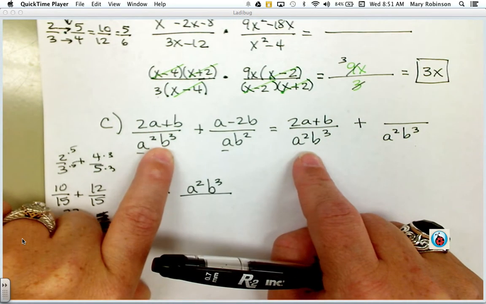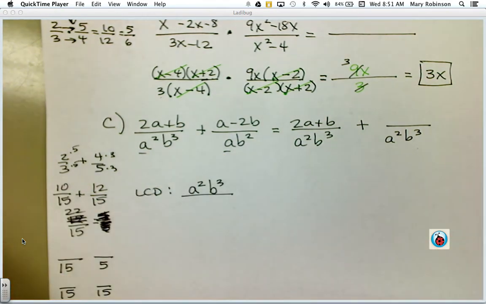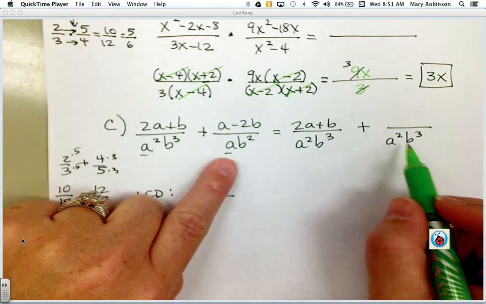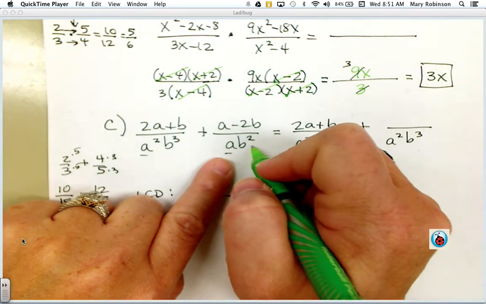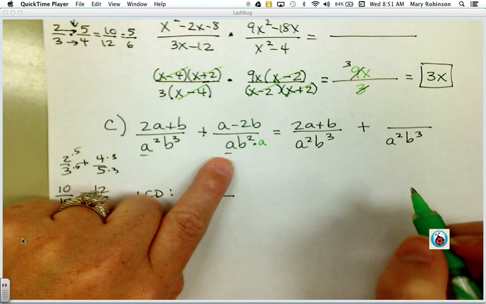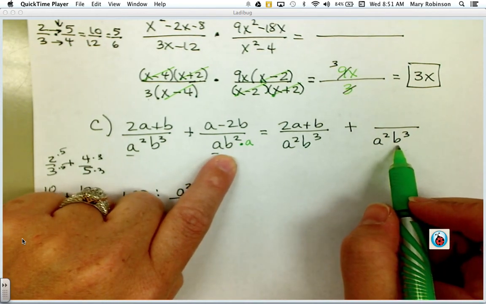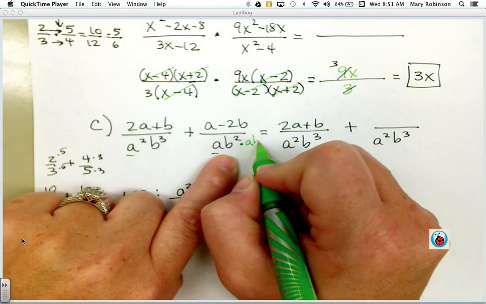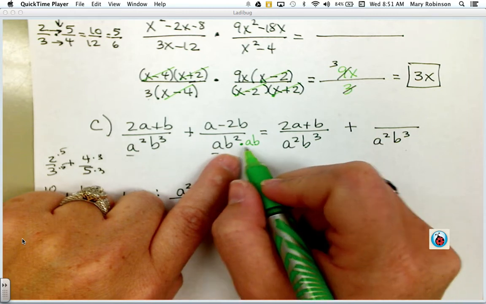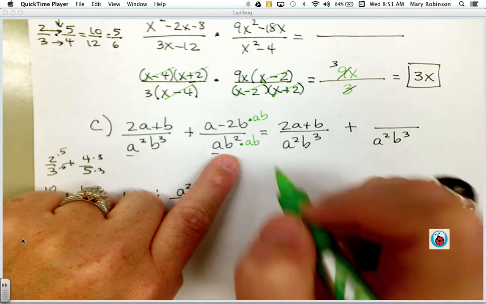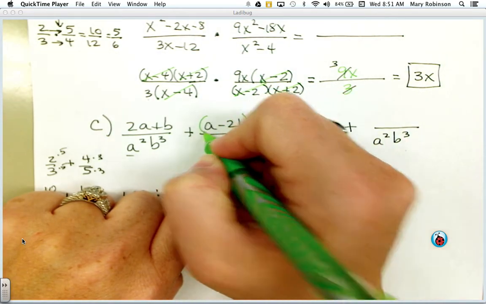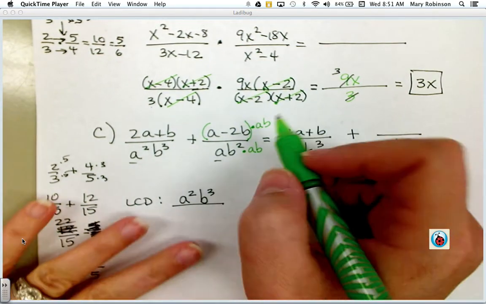So we don't have to change this fraction, but this one here, if you think about it, to have a denominator of a squared b cubed, we have one a, but we need 2 a's. So we would need to multiply by another a. We have 2 b's, but we need 3. We would need to multiply by 1 more. Whatever we multiply the bottom by, we also multiply the top by. But if this is a quantity being added or subtracted, we must put parentheses and distribute.